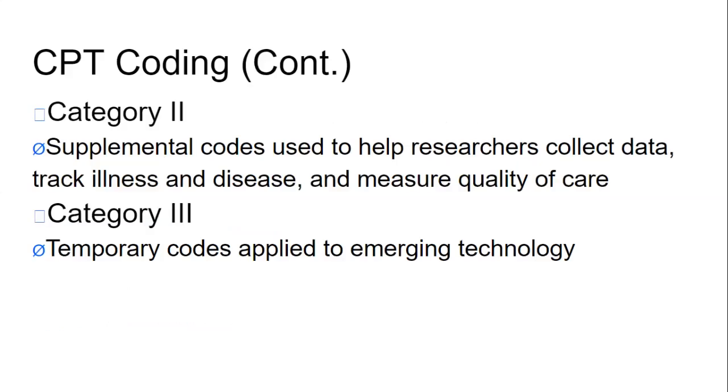Category 2 codes are supplemental codes used to help researchers collect data, track illness and disease, and measure quality of care. If you have tabbed your CPT book, you have a Category 2 tab. You can see those codes there. Category 3 codes are temporary codes applied to emerging technology. So now we're going to go into ICD-10-CM coding.